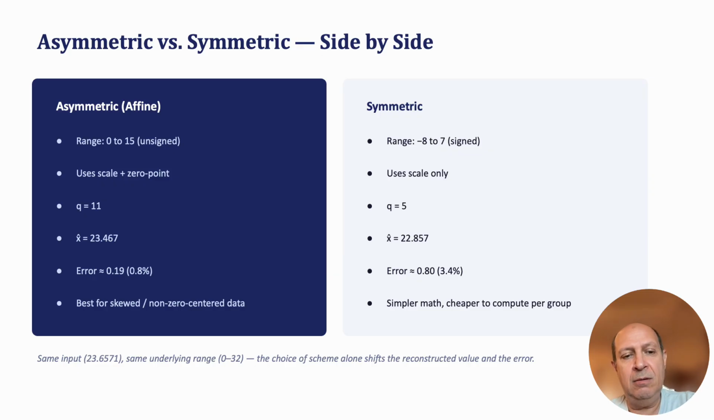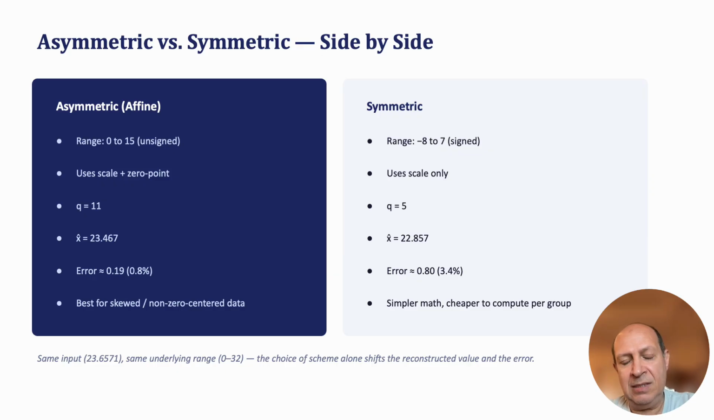We obtain the quantization level equal to 11, and then when we dequantized it, we received an answer of 23.467, or we obtained a value in the calculation equal to 23.467. The error was almost equal to 0.19 or 0.8%. This is best for skewed, non-zero centered data.